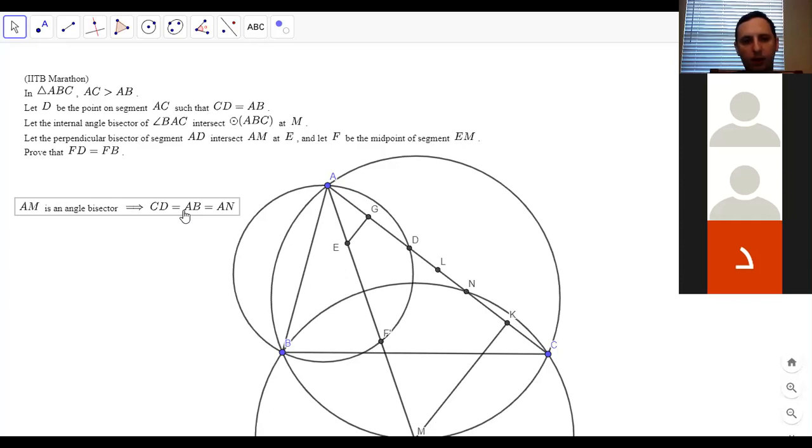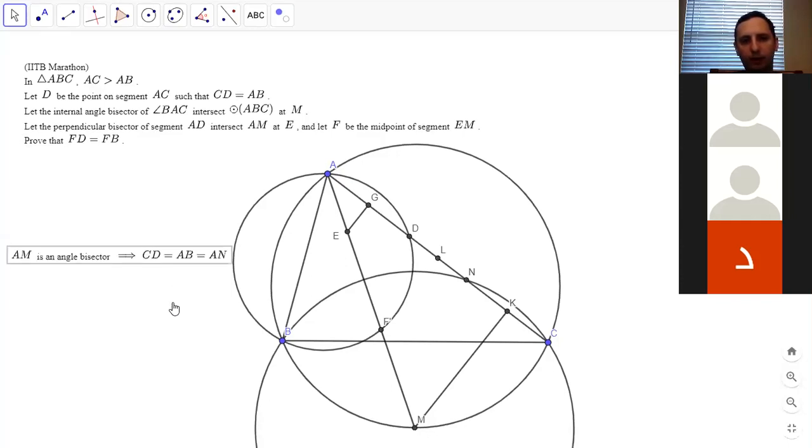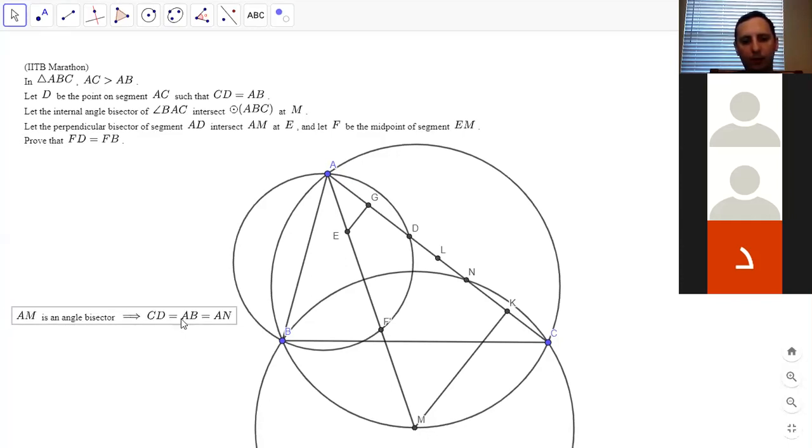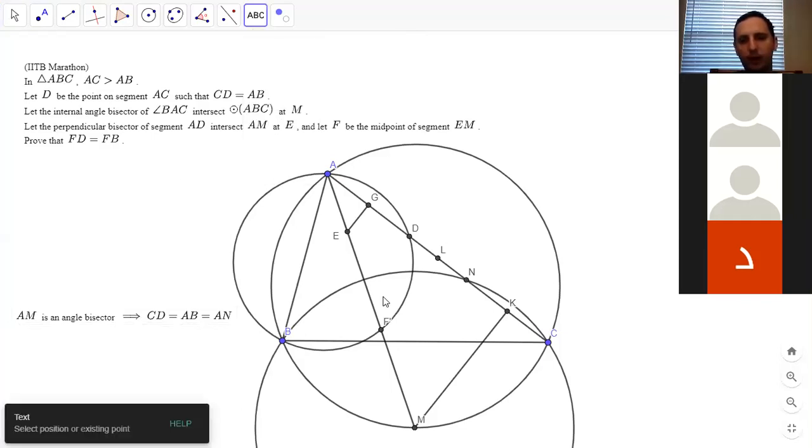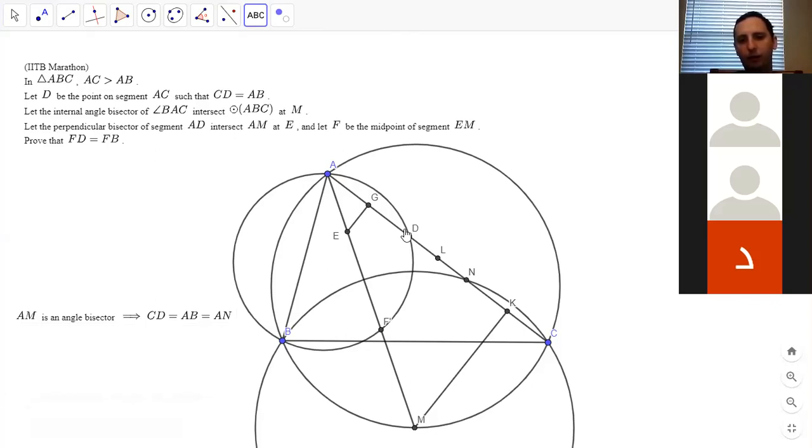CD, so actually we can make this like the last step. We can show by an easy angle chase that F prime DC is congruent to ABF. So yeah, that makes it really easy.